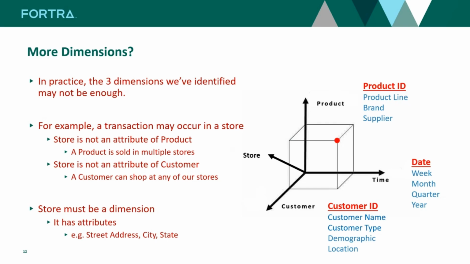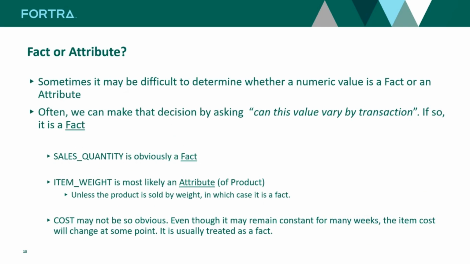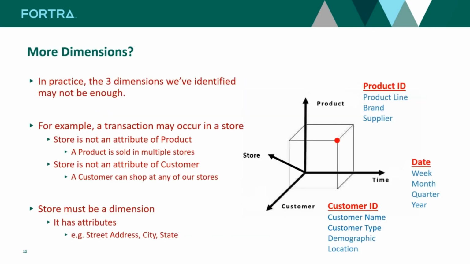Consider a business with many stores. Sales occur in different stores, so we obviously need to include store as part of our analysis. Store is not an attribute of product because the same product can be sold in different stores. Store is not an attribute of customer, since the customer can shop at different stores. Therefore, store must be its own dimension. It has attributes such as its address and maybe the name of its manager.